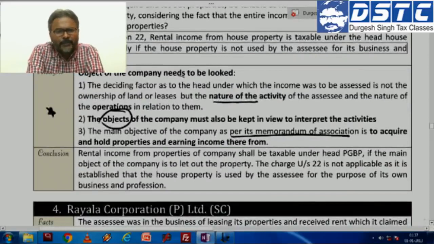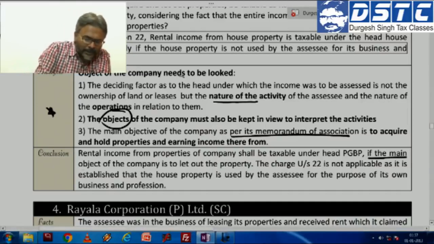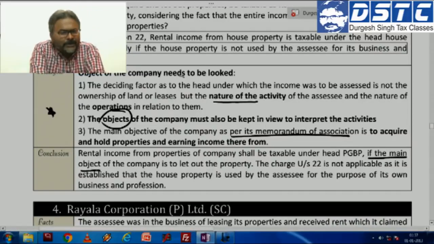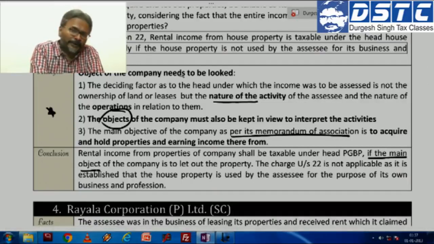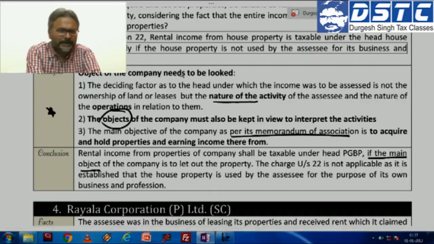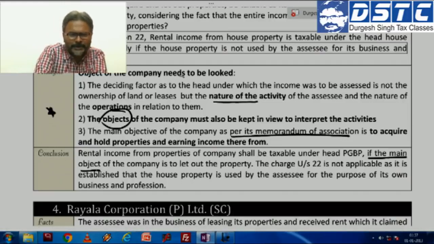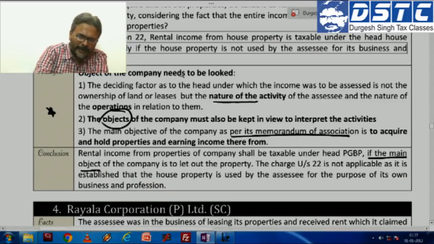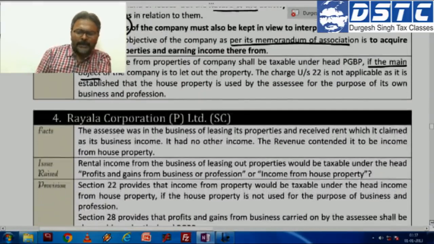Conclusion: rental income from properties of a company shall be taxable under the head PGBP if the main object of the company is to let out the property. If the main object of the company is to let out the property, the charge under section 22 is not applicable, as it is established that the house property is used by the assessee for the purpose of its business and profession. So just keep this aspect in mind, and this is how you go about it. This is your conclusion, students. Fine. Now the next one.